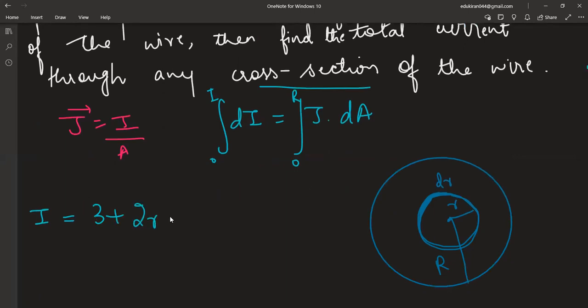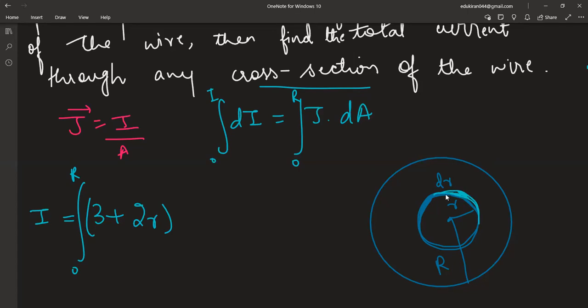3 plus 2r. This is the value of J from 0 to capital R. And what about the area? Thickness is dr. This thickness that I have told you, we are considering. This thickness is dr. The circumference will be 2 pi r. So 2 pi r multiplied by the thickness, that will give you its area.